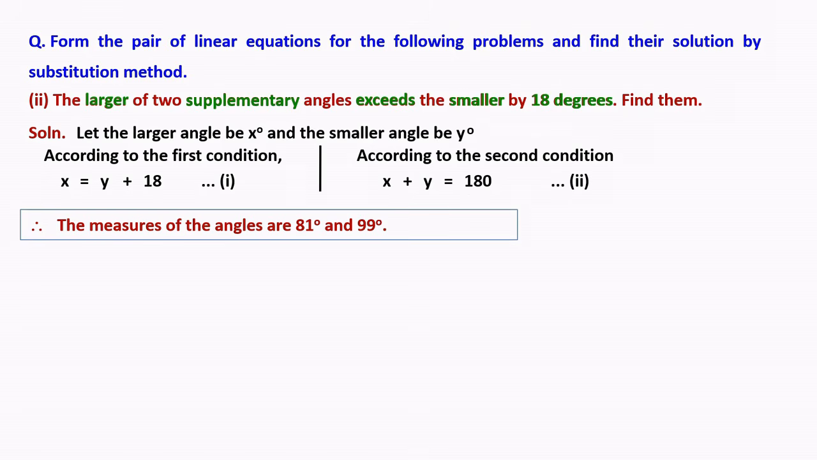Subtract 18 from both sides. 2y equals 162. Divide by 2. y equals 81. Now substitute this value back into the first equation. x equals 81 plus 18, which gives x equals 99. Therefore, the two angles are 81 degrees and 99 degrees.